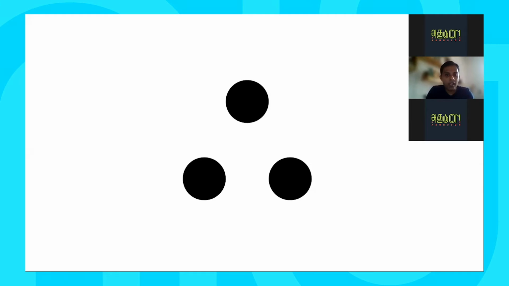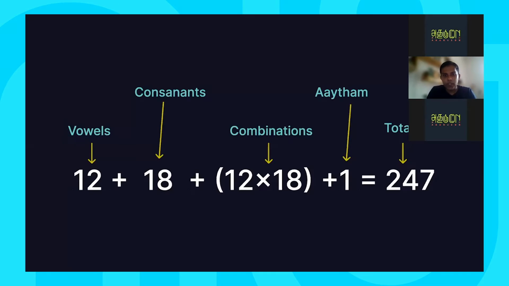We call it Aidhaluthu, and the Aidhaluthu itself gives a kind of sound that you want to make in different languages, so to say. Okay, so that's there. So let's quickly find out the equation. So 12 vowels, 18 consonants, and they are combined together.